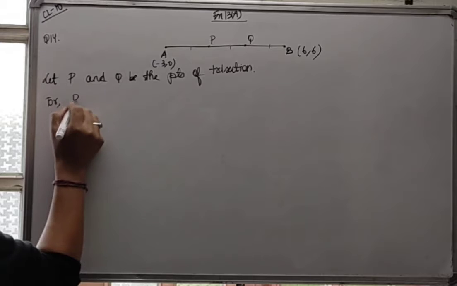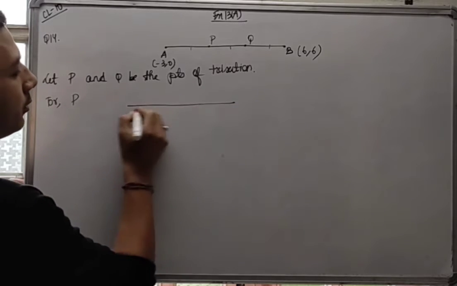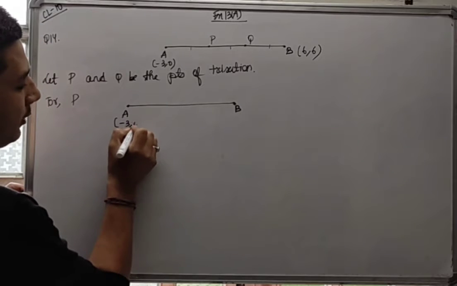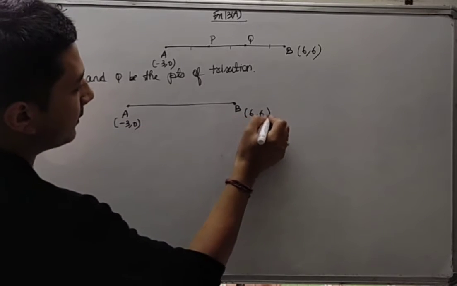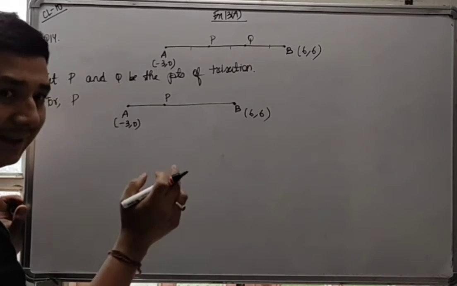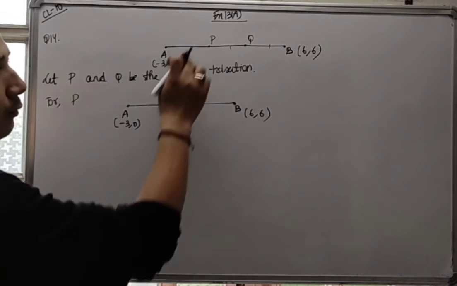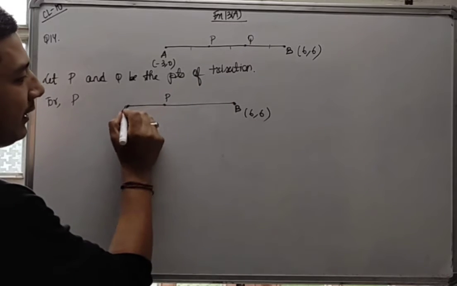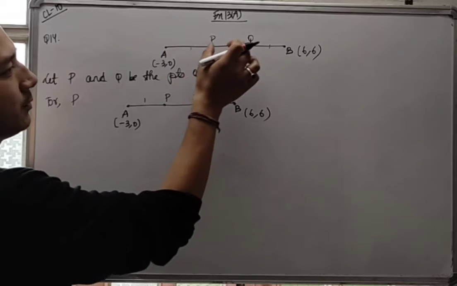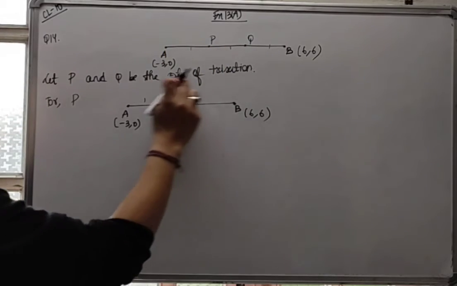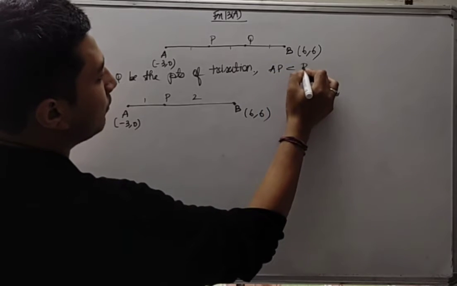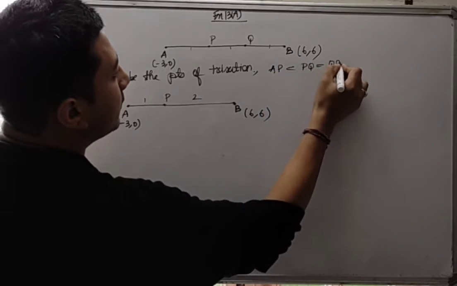Now for capital P, what will you do? You'll write A, you'll write B, the coordinates are -3, 0 and 6, 6. P is out here. If I keep the ratio as 1, 1, 1, then AP will be 1 and PB will be 2. P and Q are the points of trisection. This means that AP is equal to PQ is equal to QB. This is clear.